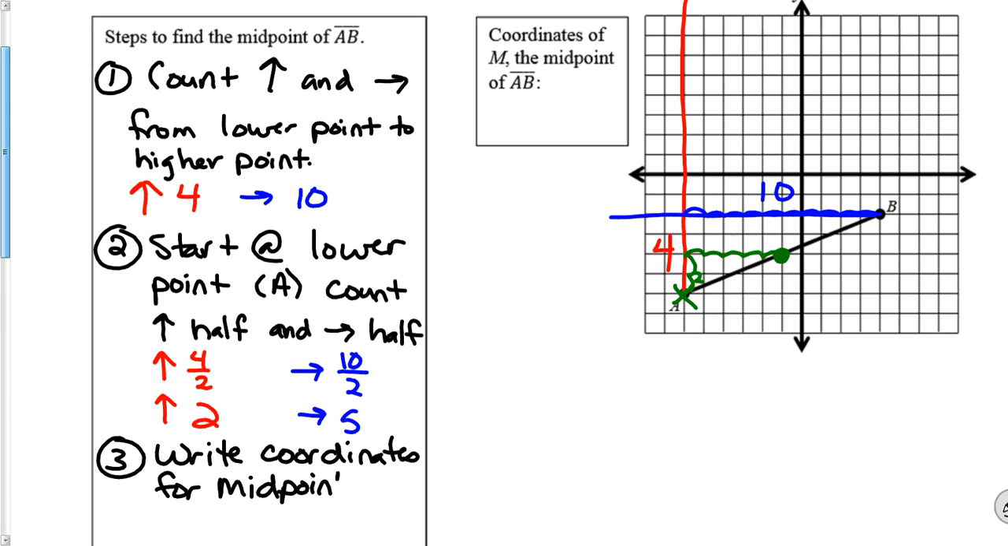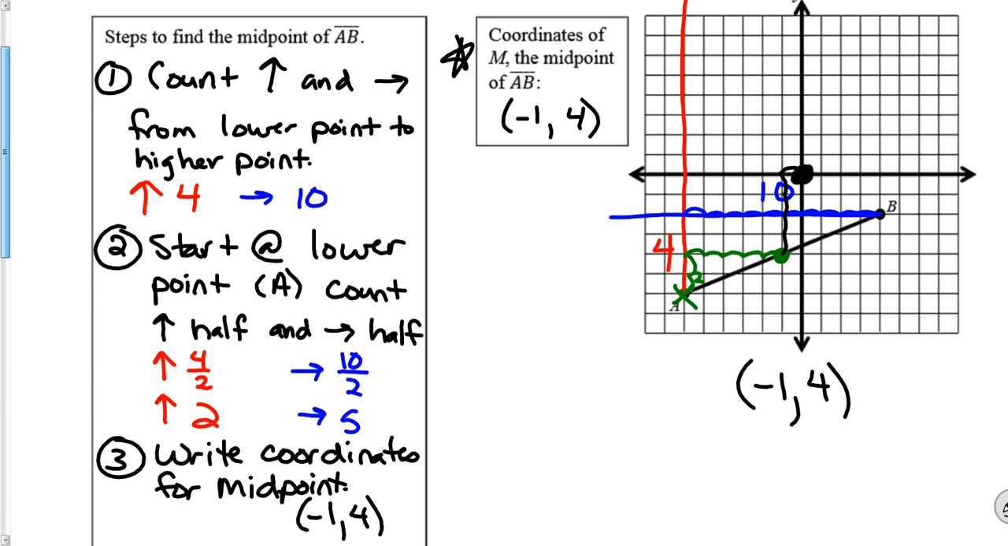Looking back at our grid, I start at the origin. Here's my origin, and I need to figure out how I get to the green point. Well, I go left 1, and then I went down 1, 2, 3, 4. So the coordinates of my midpoint are -1, comma 4. So I'm going to go ahead and actually put my answer in the box provided. So that box is up here. Coordinates of M, the midpoint of segment AB, are -1, comma 4.